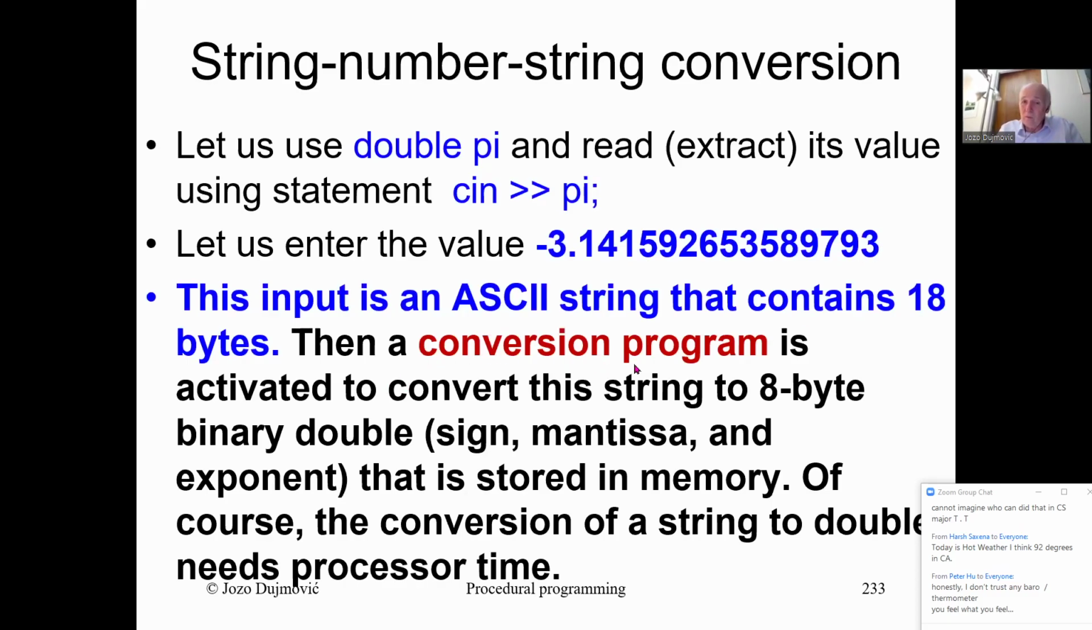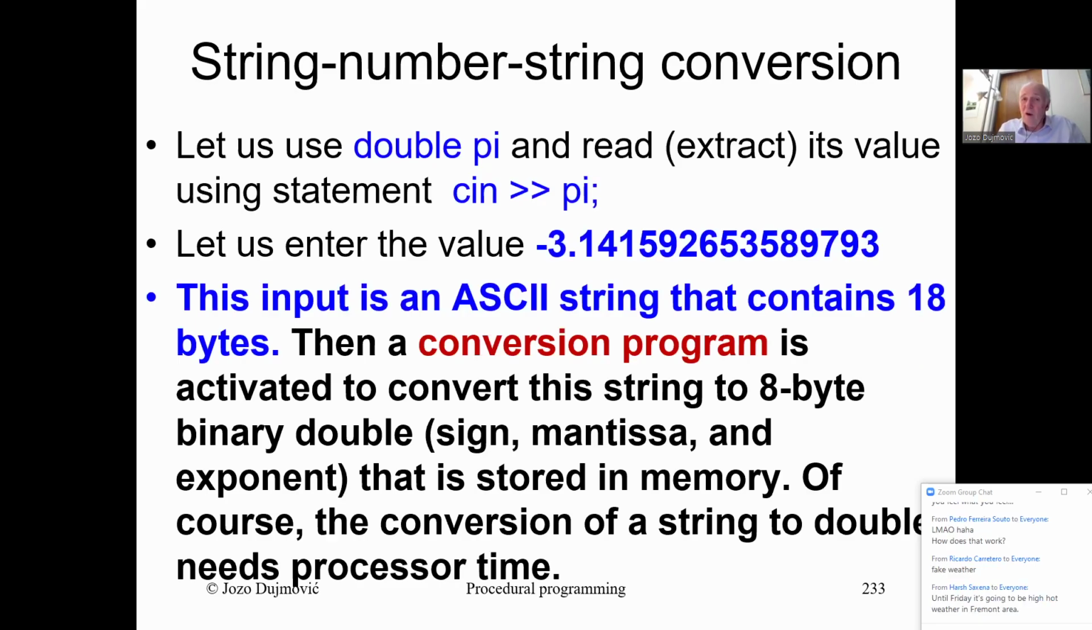Now, there must be a conversion program, somebody who will convert that from 18 bytes to what? To double precision, 64-bit mantissa and exponent. Somebody has to convert that. It cannot be stored in memory as 3.14. It is going to be stored as a real number. So a conversion program is activated to convert this to binary double: sign, mantissa, and exponent. Now that is stored in memory, and that's fine. The conversion of string to double needs processor time. It is not coming for free.